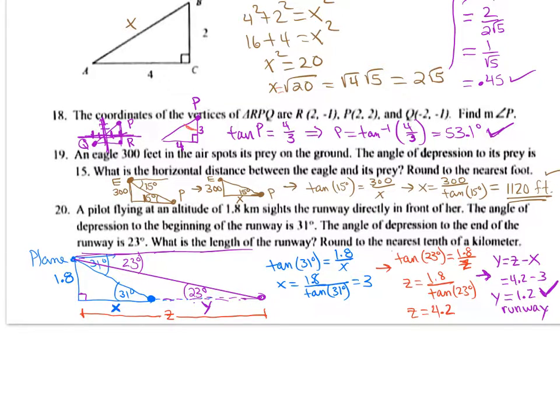Now, ultimately, we're trying to find the length of the runway. The length of the runway is the distance between this blue dot, that's the beginning of the runway, and the purple dot, the end of the runway. So the distance we're looking for is y, which is the distance between the blue and the purple dot. So y is simply going to be the distance of z minus the distance of x. And so y equals z minus x over here on the right, which is 4.2 minus 3, which gives you y equals 1.2.